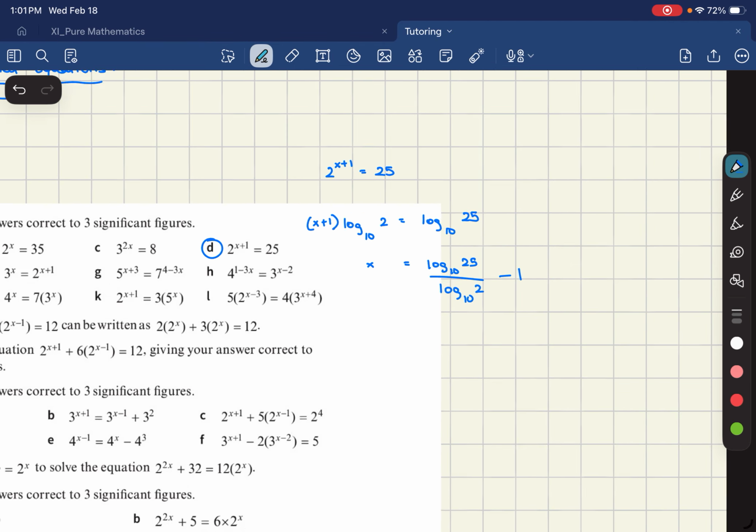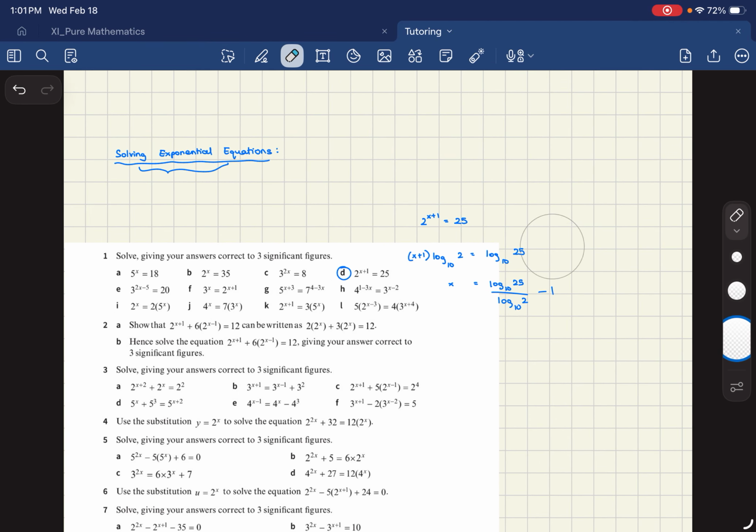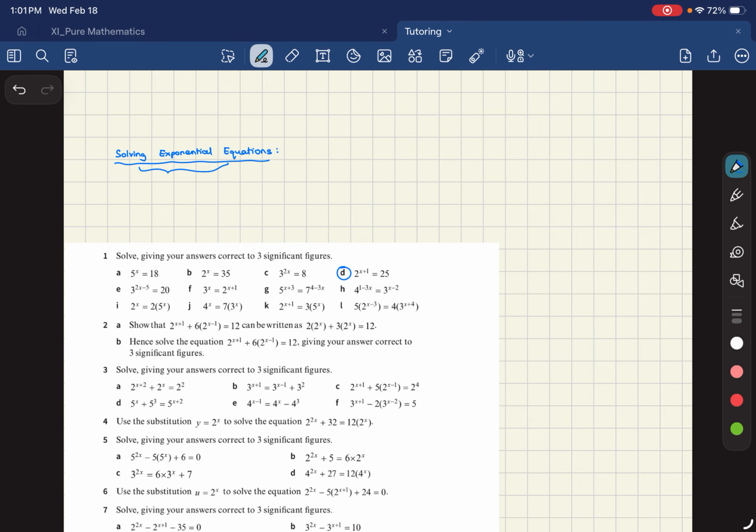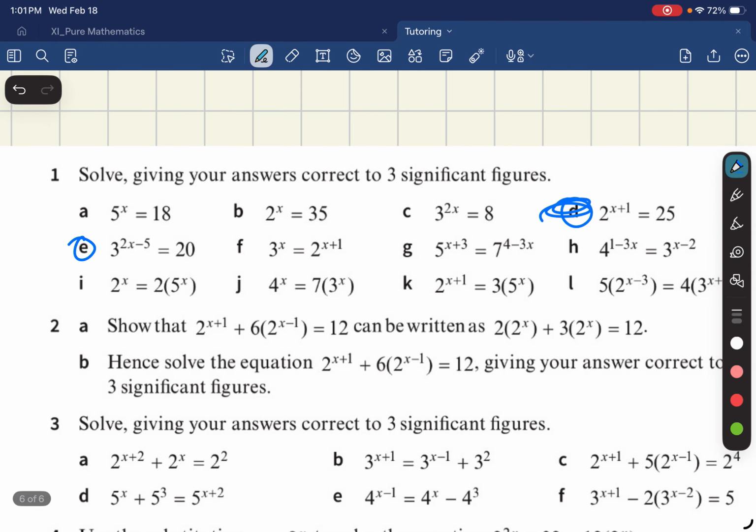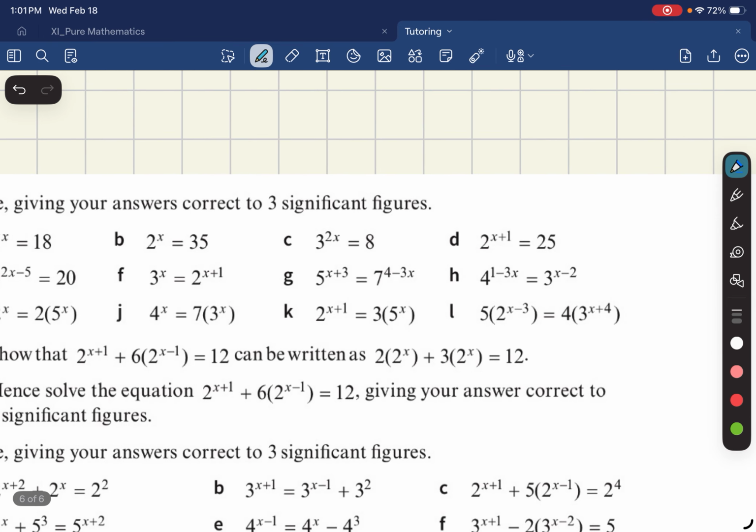But again, this is something we've seen before, so I'm not going to go further here. And E is going to be exactly the same, except after you get log 20 over log 3, you want to add 5 and divide by 2. There are just some extra steps here for E. So I'm going to leave you to do these questions because it's good practice.